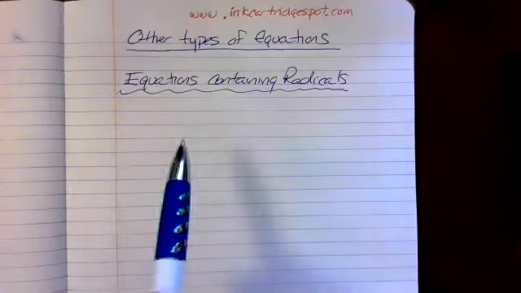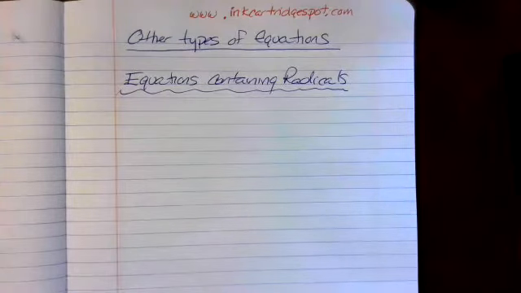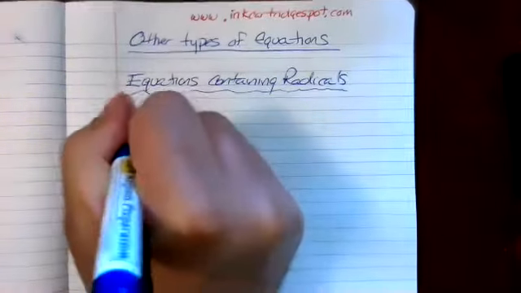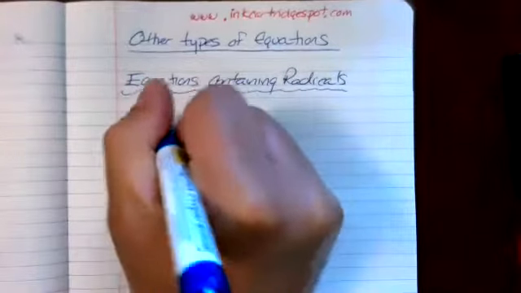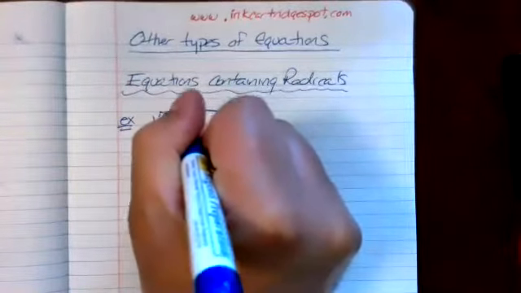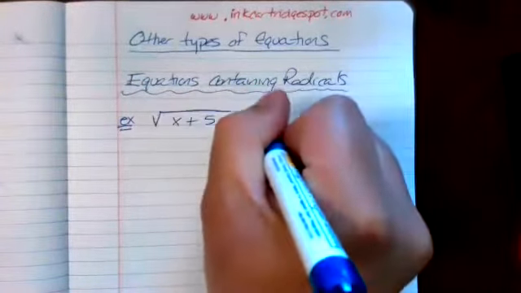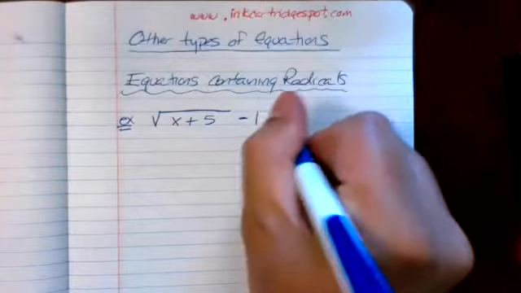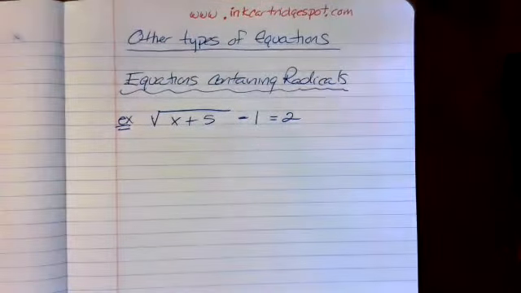Other types of equations. So they're going to do a bunch of different equations that we're going to have to solve for an unknown. In this section, they start off with equations containing radicals. So for example, you could have the square root of x plus 5, minus 1, equals 2.